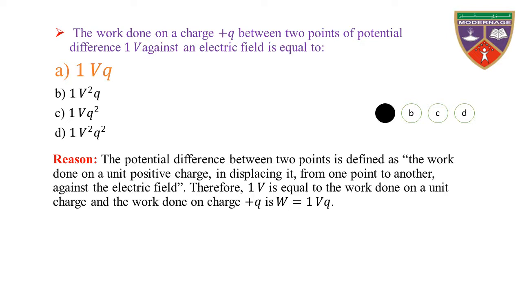Reason: the potential difference between 2 points is defined as the work done on a unit positive charge in displacing it from one point to another against the electric field. Therefore, 1 V is equal to the work done on a unit charge, and the work done on charge plus Q is W is equal to 1 V into Q. Hence, the work done is equal to 1 VQ.